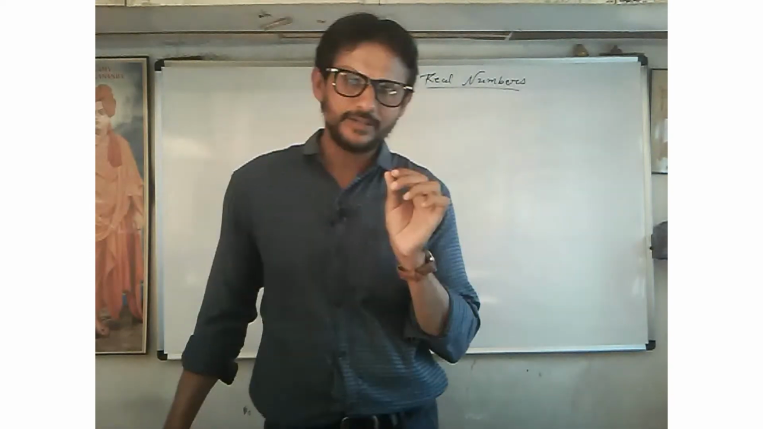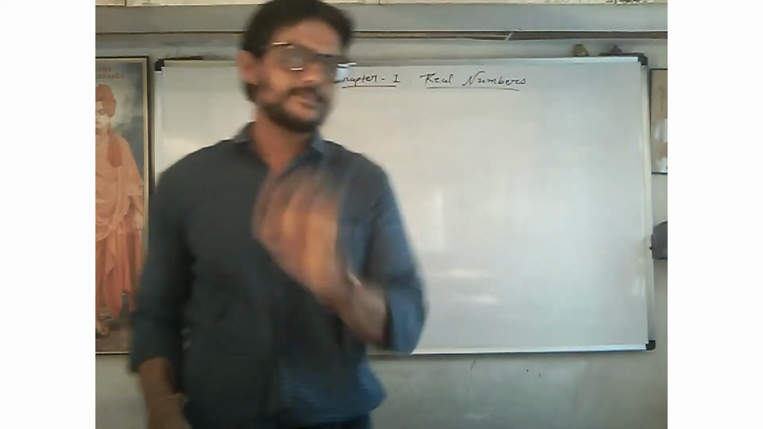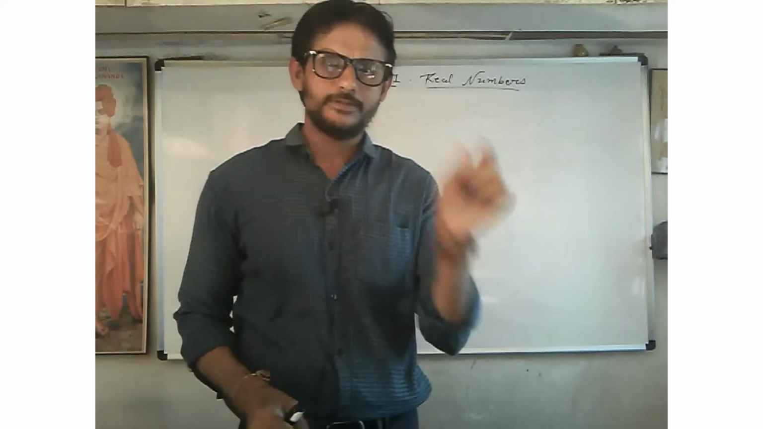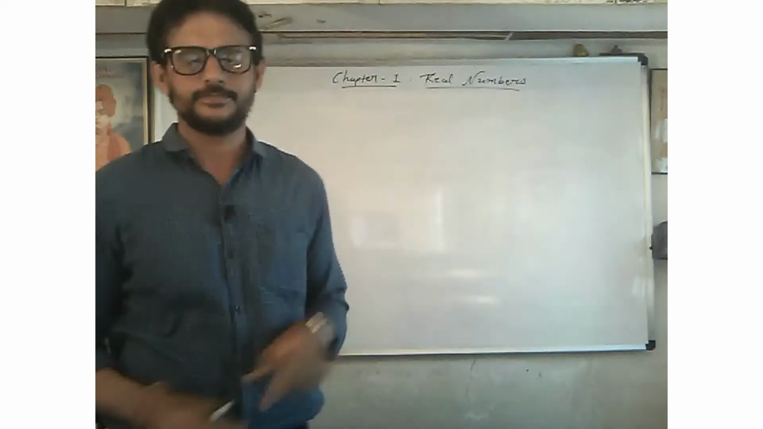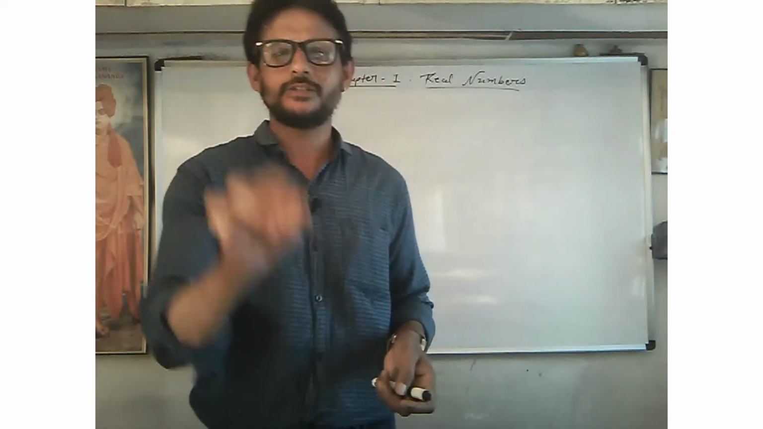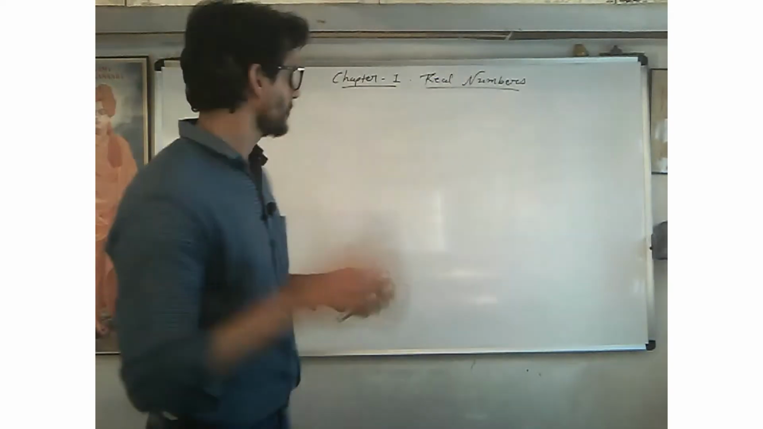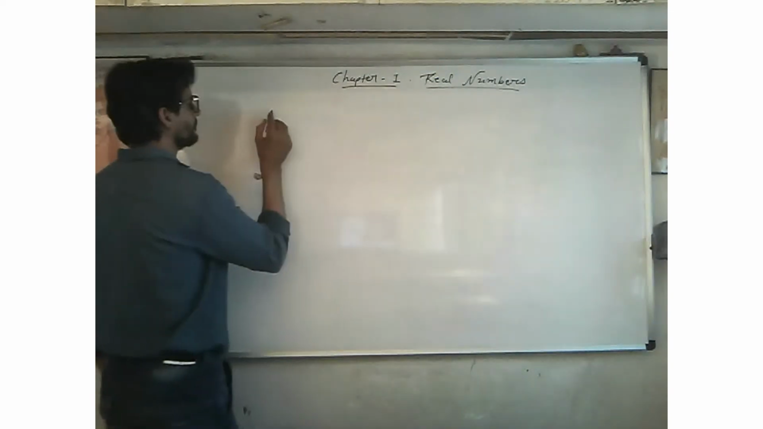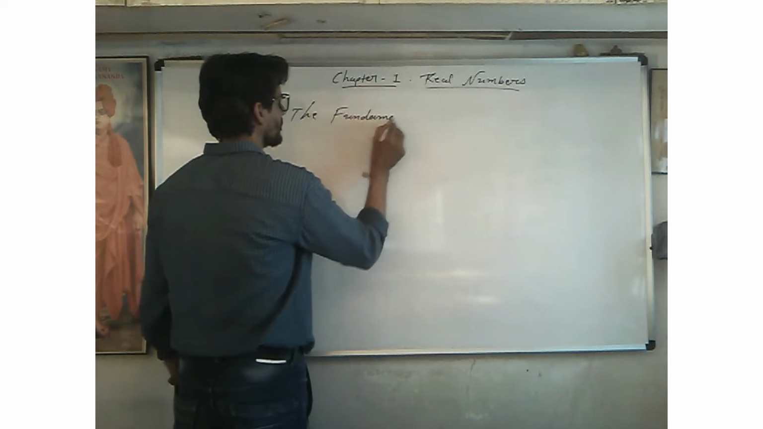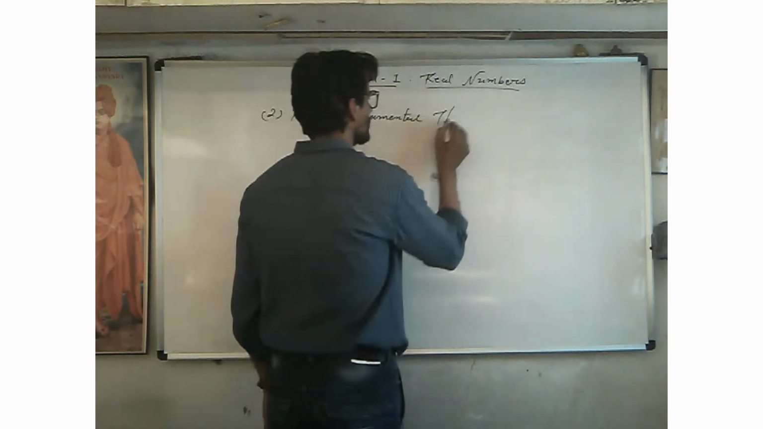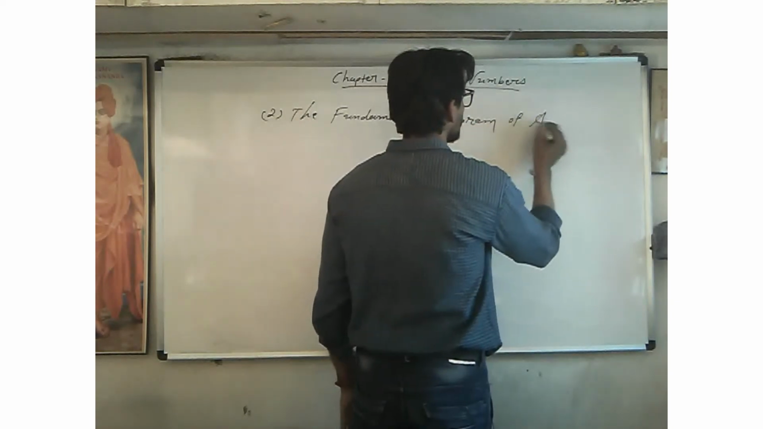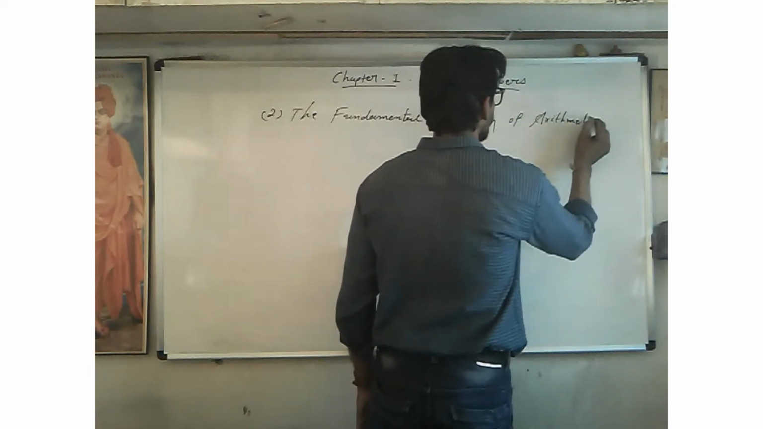Suppose there is a composite number and it can be expressed as a product of primes in unique way. Yeah, this is the fact of the fundamental theorem of arithmetic. Always remember. Okay. Now I write here second property. The fundamental theorem of arithmetic.